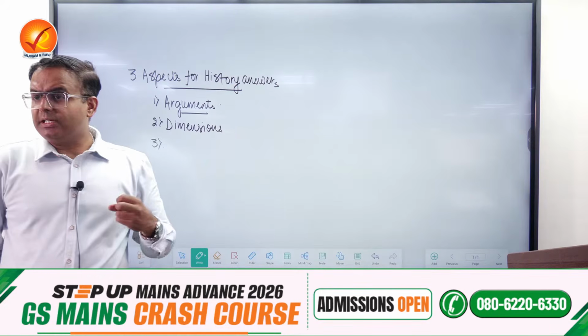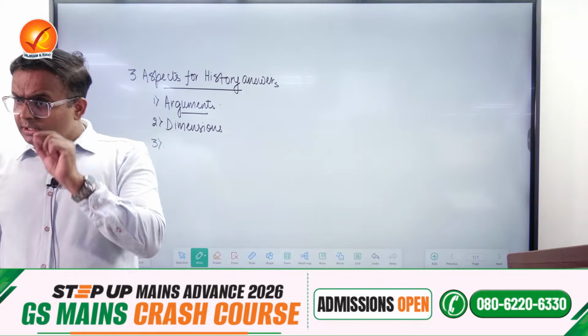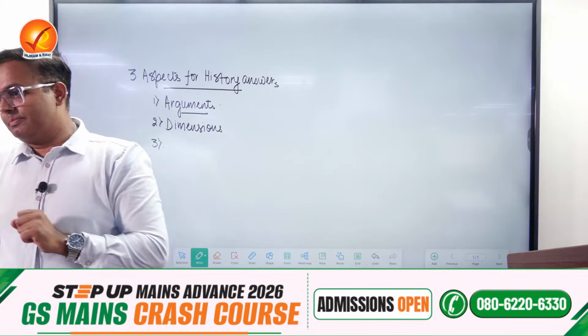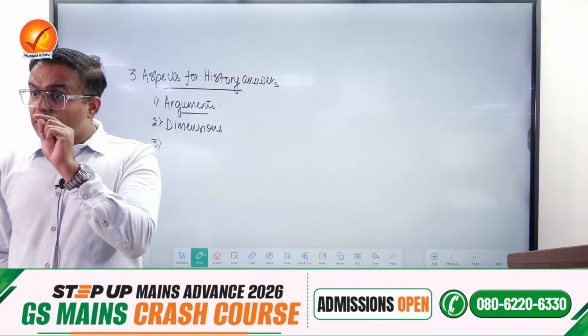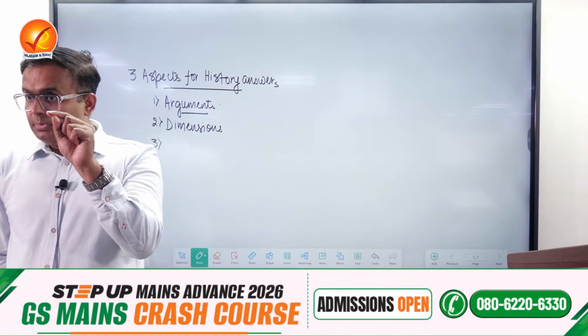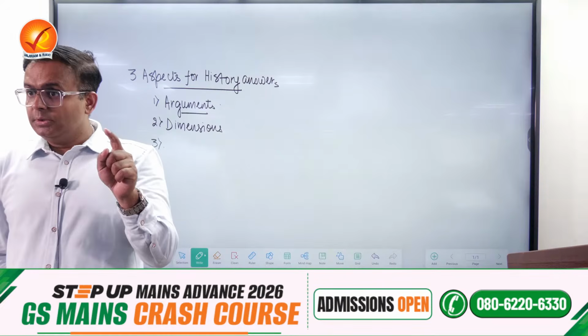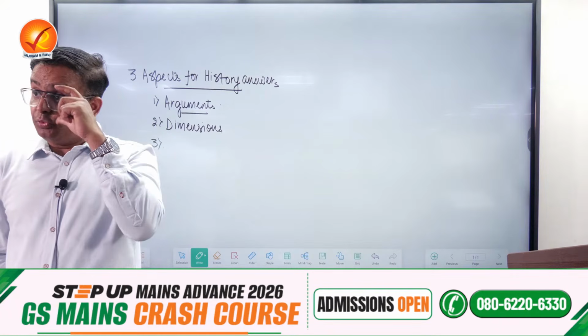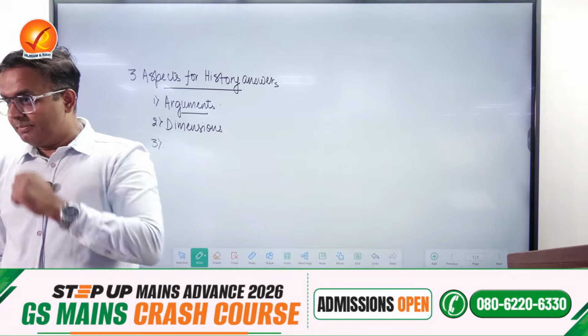If you have to write about Gandhi ji and his views on economy, then you must quote Hind Swaraj. It is important. If you are writing about Subhash Chandra Bose, you must talk about his speeches in Japan, his famous speech in 1944 Tokyo, his book The Indian Struggle, and what is mentioned there.